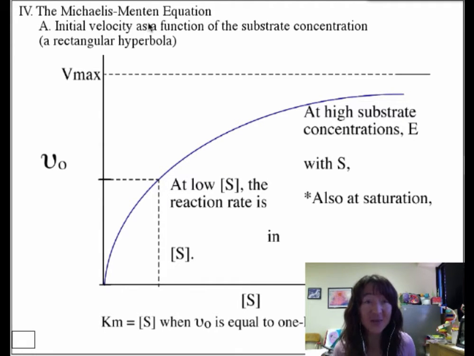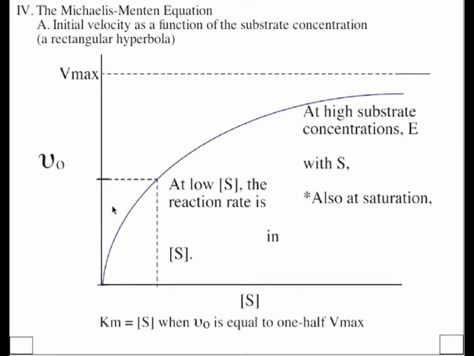Now, don't hold your breath. Pretty soon, we're going to derive that equation, so we will have the full understanding of it. But the first thing that I want to do is to look qualitatively at the graph and the way in which we already understand much of what is shown by this graph. We're looking at initial velocity as a function of substrate concentration. So this is different than the graph that we were looking at before, where we were looking at the change in product concentration as a function of time. Now we're looking at the substrate concentration and the initial velocity as a function of that substrate concentration.